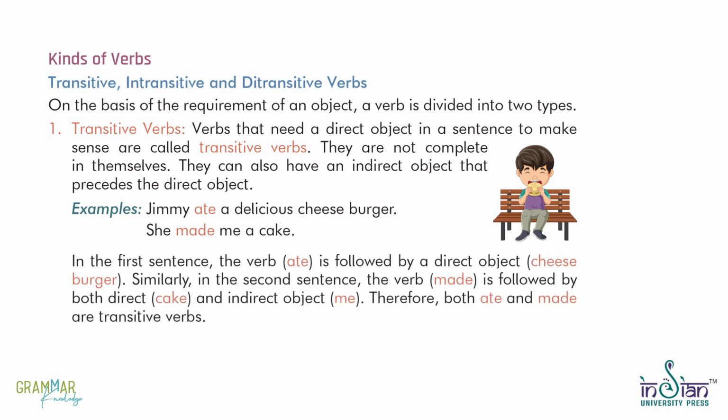In the first sentence, the verb ate is followed by a direct object, cheeseburger. Similarly, in the second sentence, the verb made is followed by both a direct object, cake, and an indirect object, me. Therefore, both ate and made are transitive verbs.